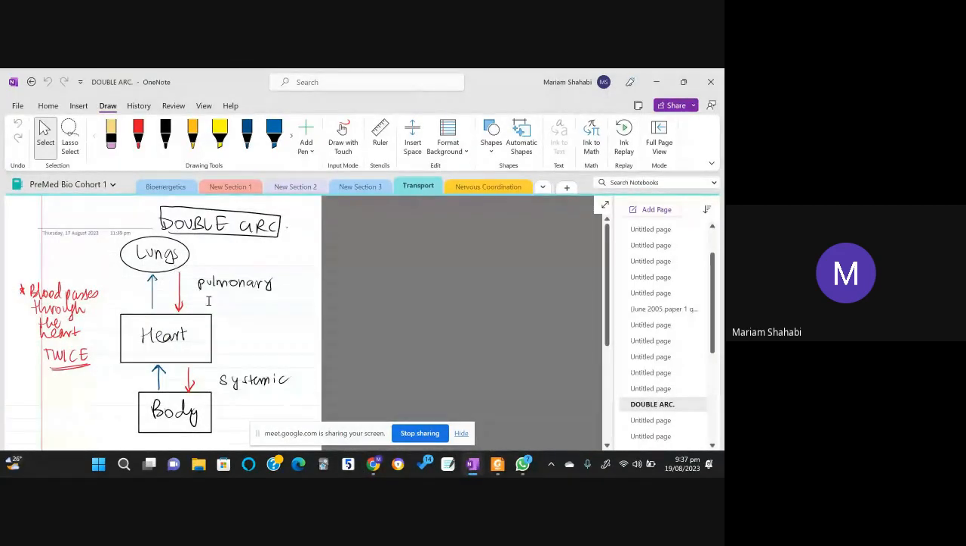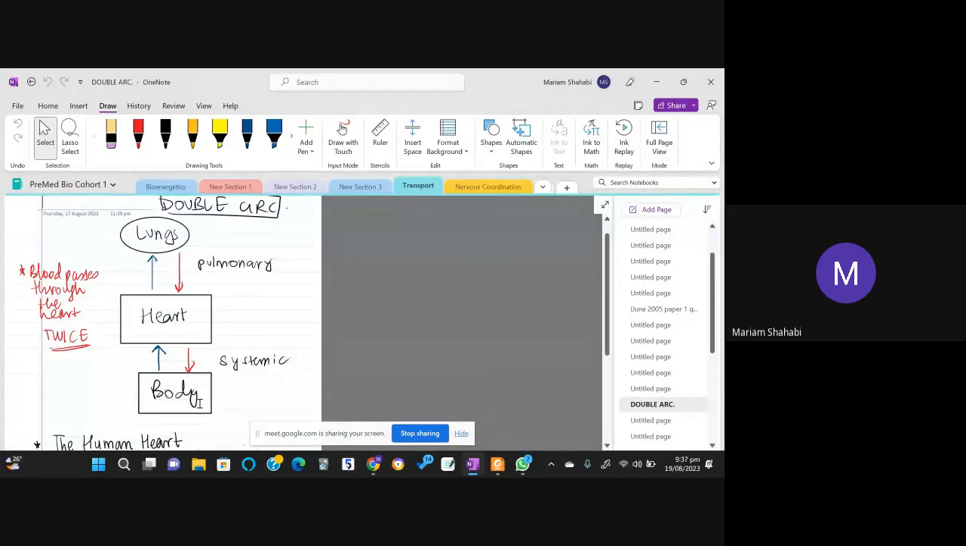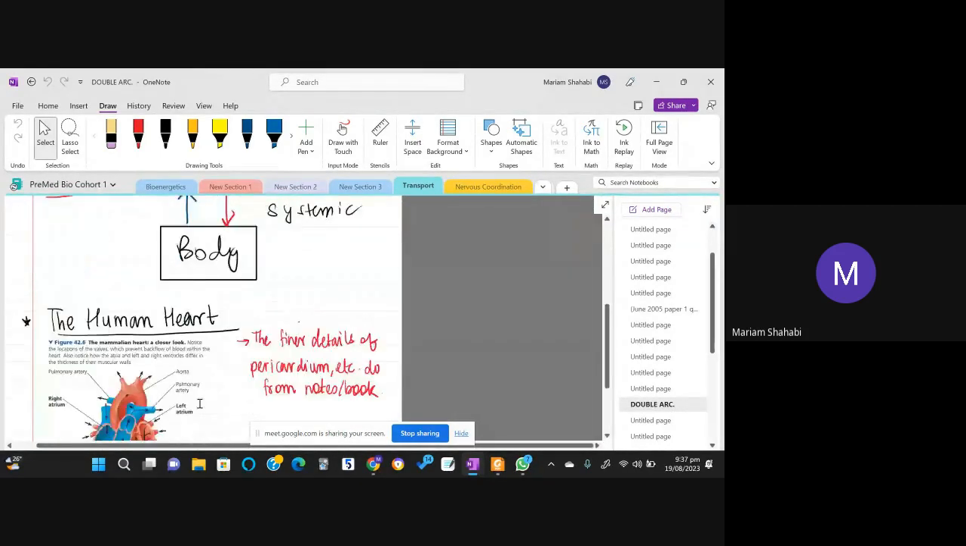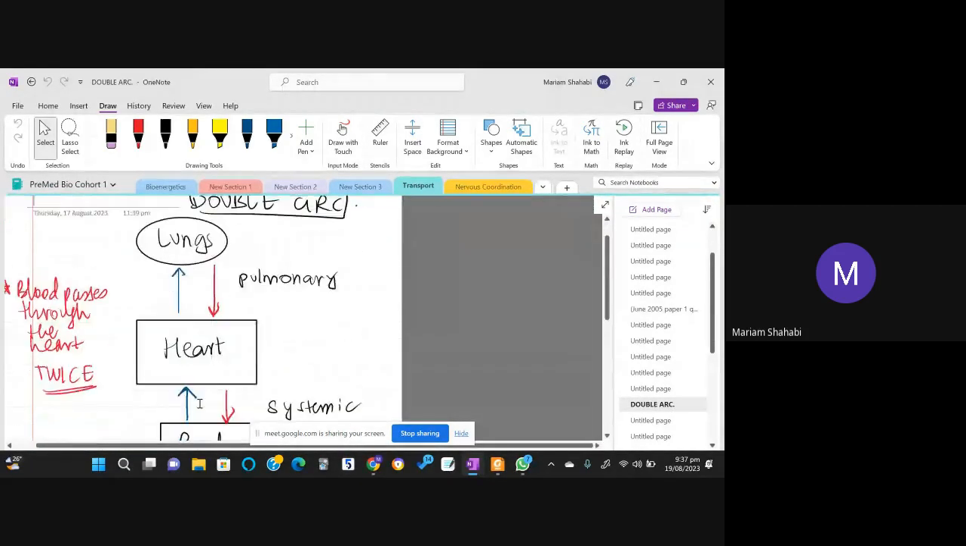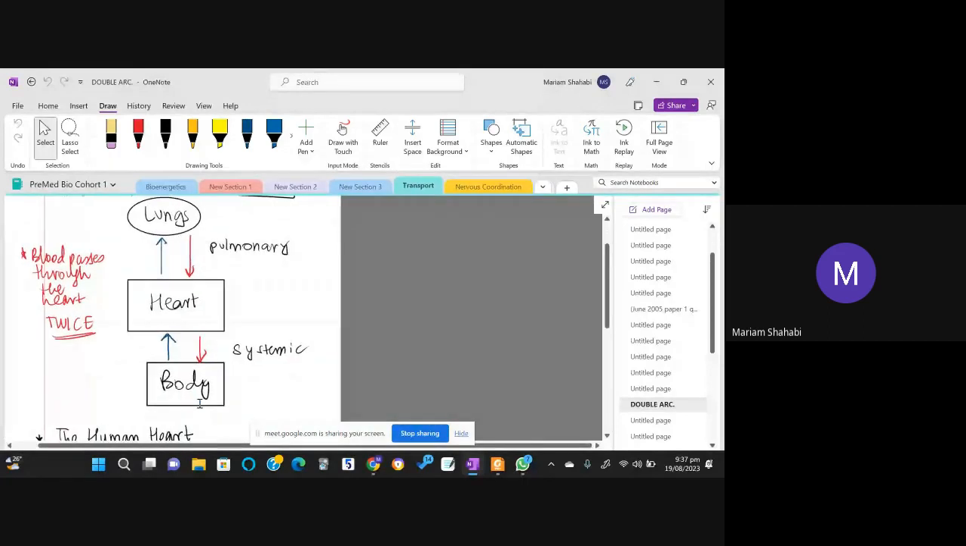सो पल्मोनरी vein से the oxygenated blood comes to the heart from the lungs, and then the heart will pump it to the body. If you see this pathway, the blood passes to the heart twice. See, body से heart से lungs, फिर दोबारा heart. ठीक है, twice. Oxygenated blood भी आएगा heart में और deoxygenated blood भी आएगा heart में.